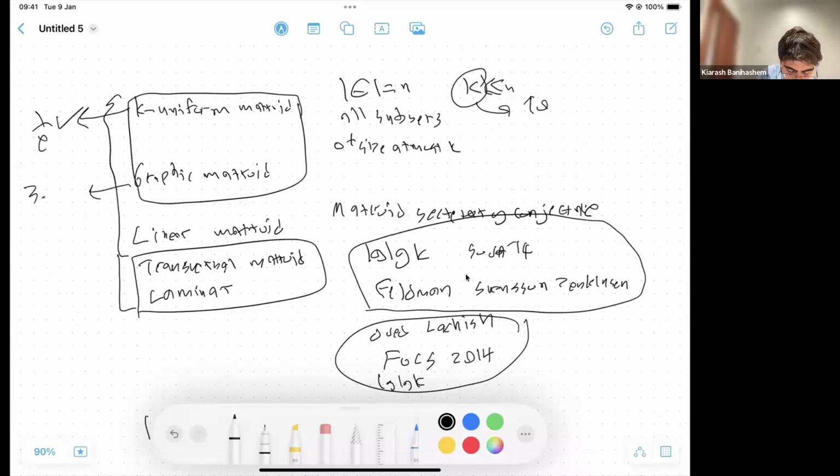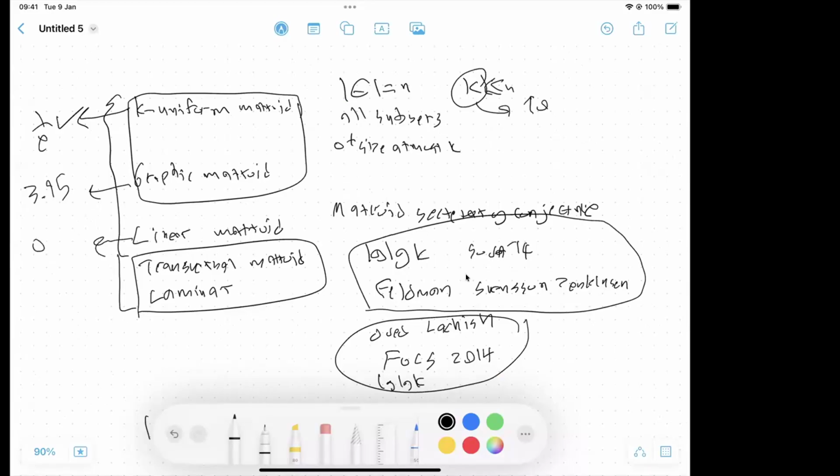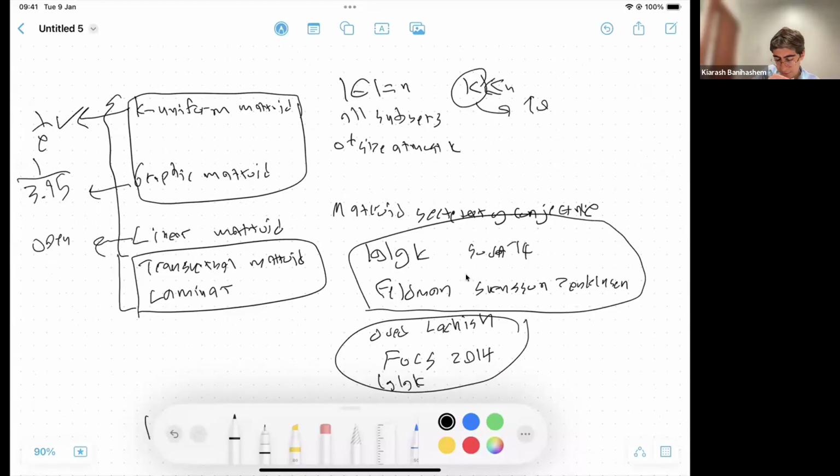The best known bound is, I think, actually from our paper. It's like 3.95. For the linear matroid, whether or not you can get a constant is still open. If you want to divide, it depends on which way. For the transversal matroid, you can get 1 over e.